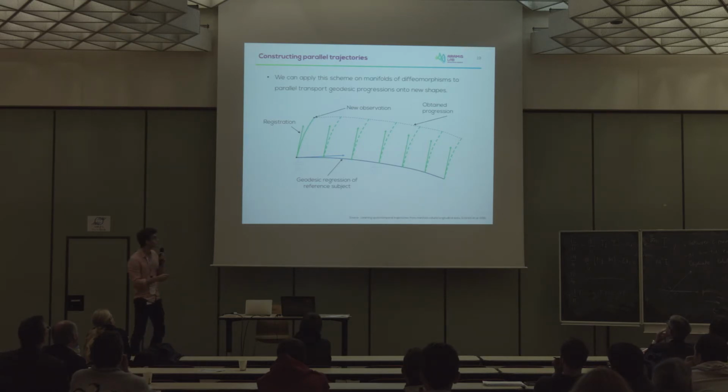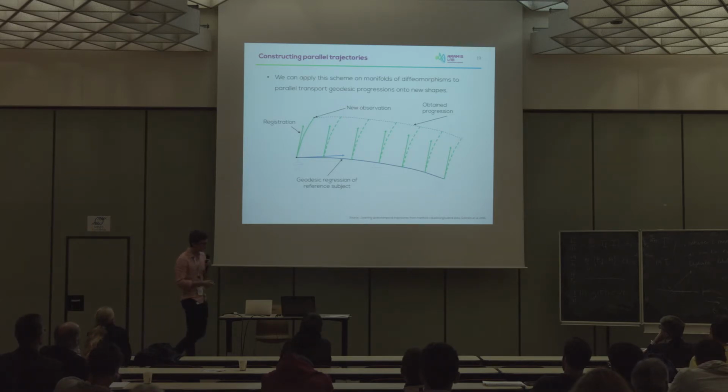One way to do this is to perform a registration between some point on the reference geodesic that you know and the single new observation that you have, and to parallel transport the description of the registration. So the registration is going to be a diffeomorphism ultimately. You transport the description of this diffeomorphism along the reference trajectory, and from each point you can shoot and have a new observation, a new shape, which would be your prediction in this case.